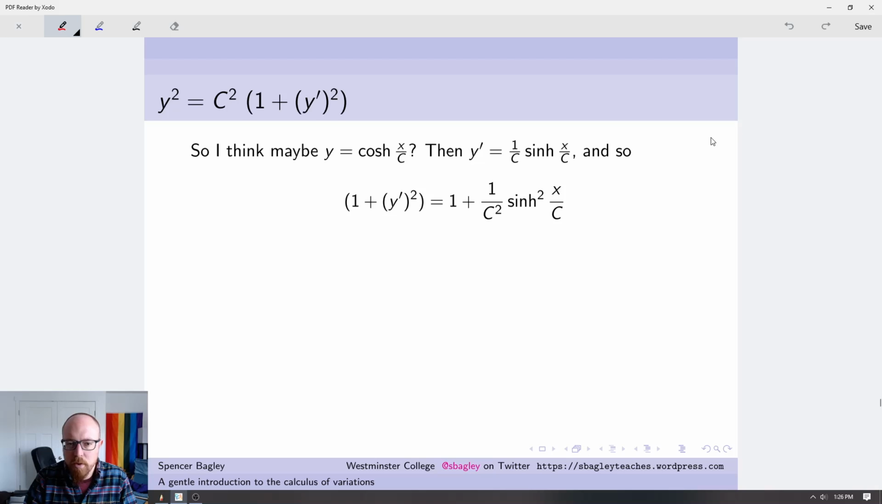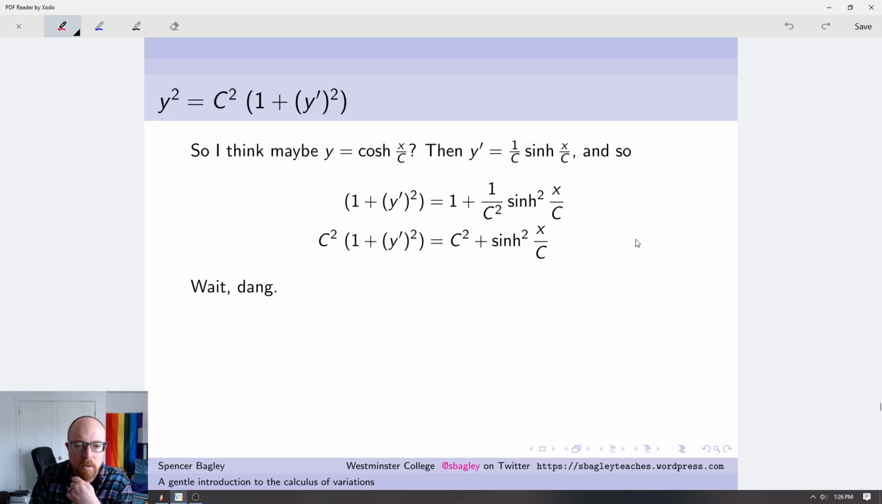Let's see if that works. 1 plus y prime squared is this business, which I don't think is going to add up correctly. Let's see, if I multiply through by that c squared, yeah, I've got a c squared plus this, which is not quite what I want. I would really like that to be a 1, essentially, or this to be the same as some coefficient on my sinh squared. So I think that's probably the wrong guess.